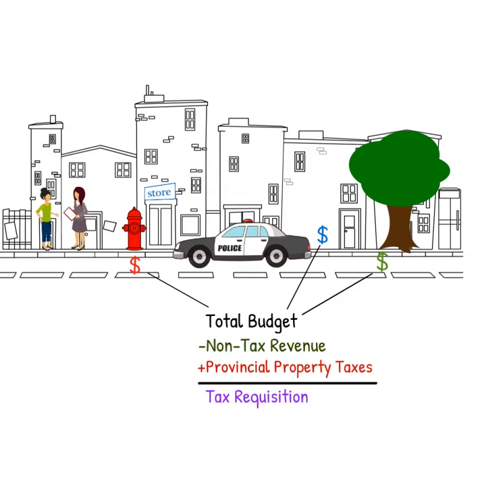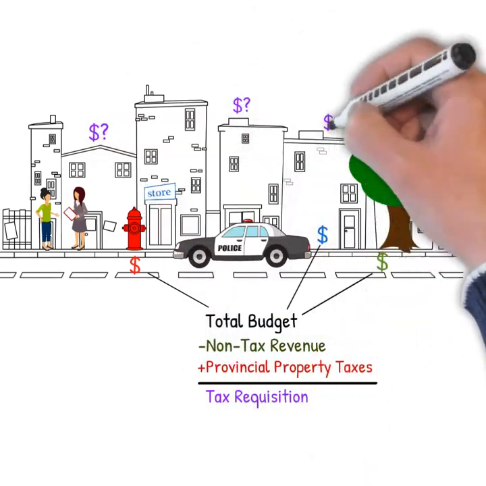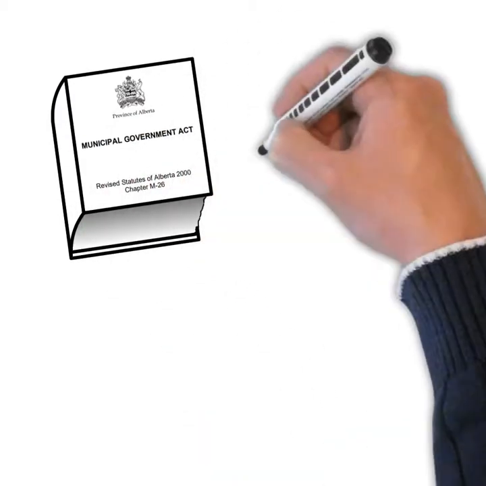This requisition is collected from all taxable properties in the city. But how do we figure out what share of it should be contributed by each property? That is laid out by provincial legislation and regulation. The city doesn't get to establish its own system of property tax. It has to work within a provincially created framework. Here's what that framework looks like.